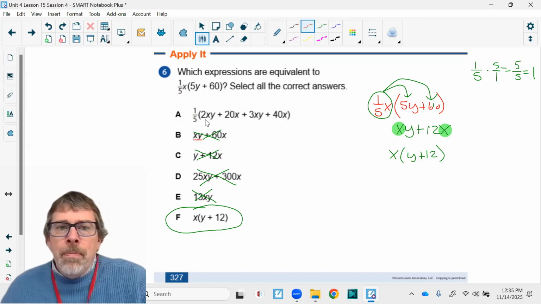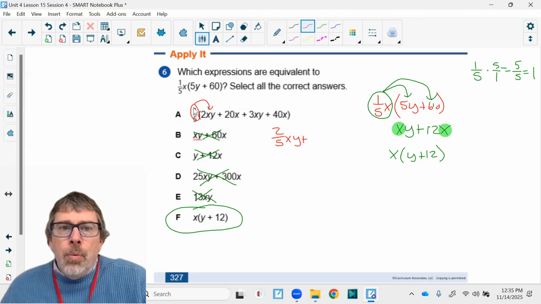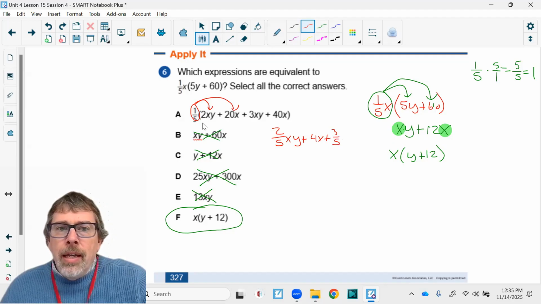It might be equal. 1/5 times 2xy. So I'm taking this 1/5 and I'm multiplying it by that. Well, 1/5 times 2 is 2/5 xy plus 1/5 times 20 is 4x plus 1/5 times 3xy. Well, 1/5 times 3 is 3/5 xy, plus 1/5 times 40 is 8x.